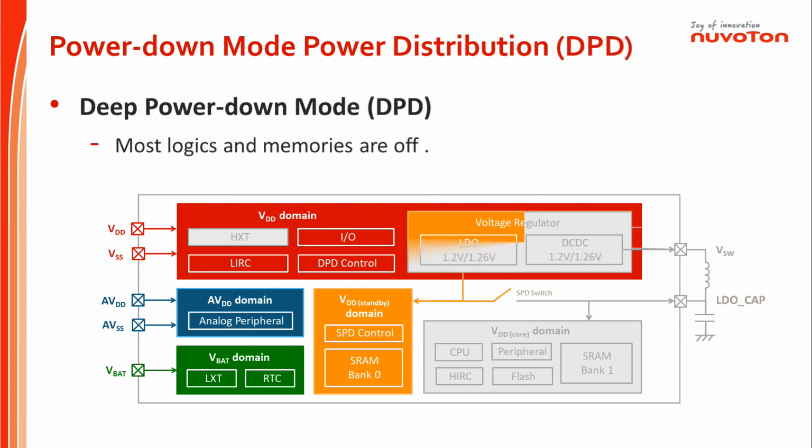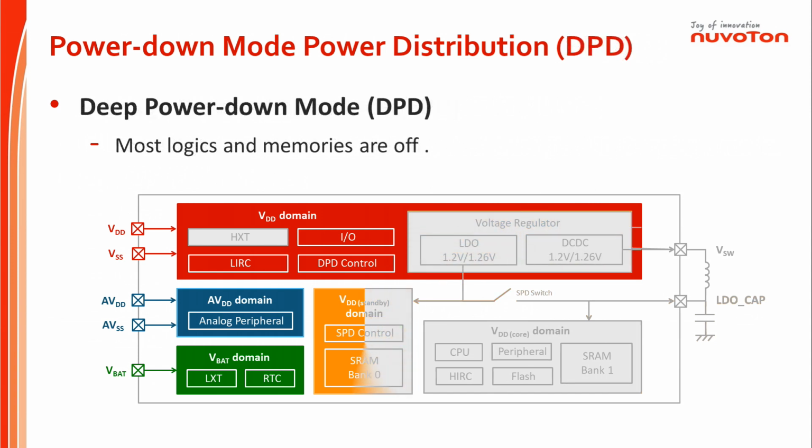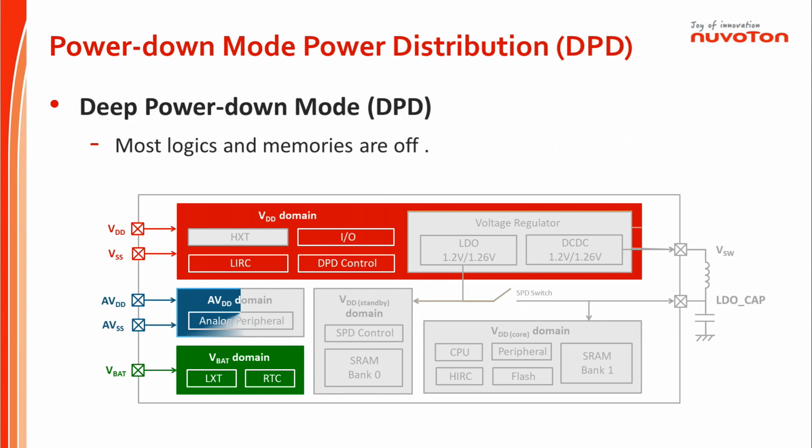In deep power down mode, most logics and memories are disabled. Only DPD can control the DPD wake-up source. After wake-up, the system needs the longest wake-up time to initialize again to work normally.